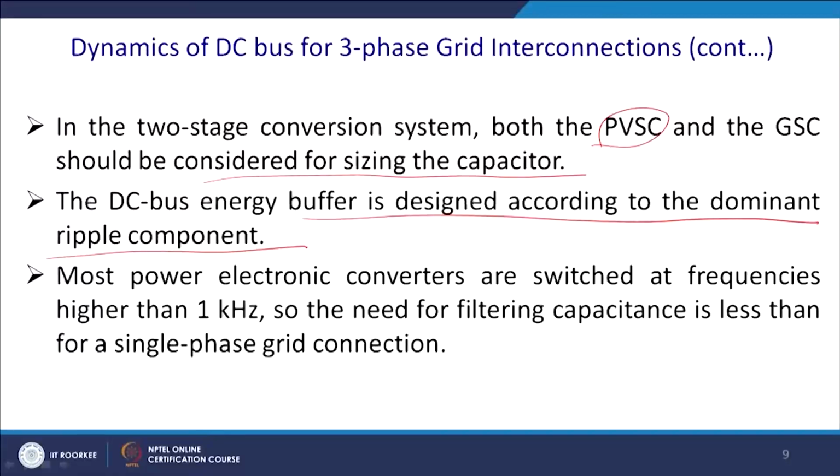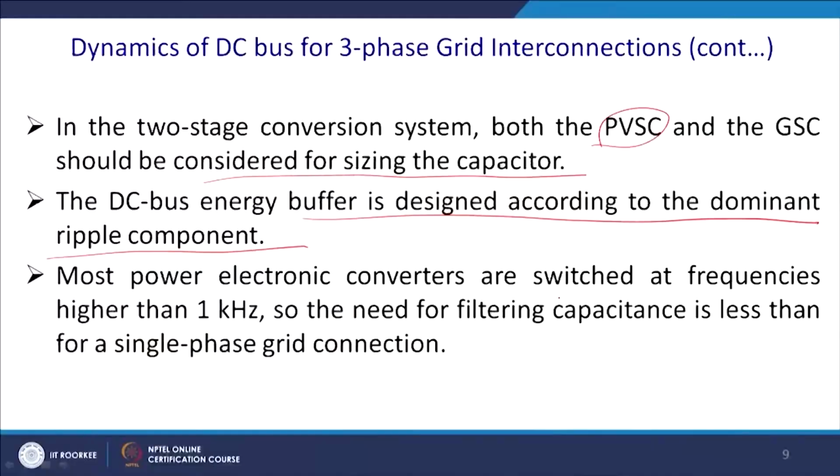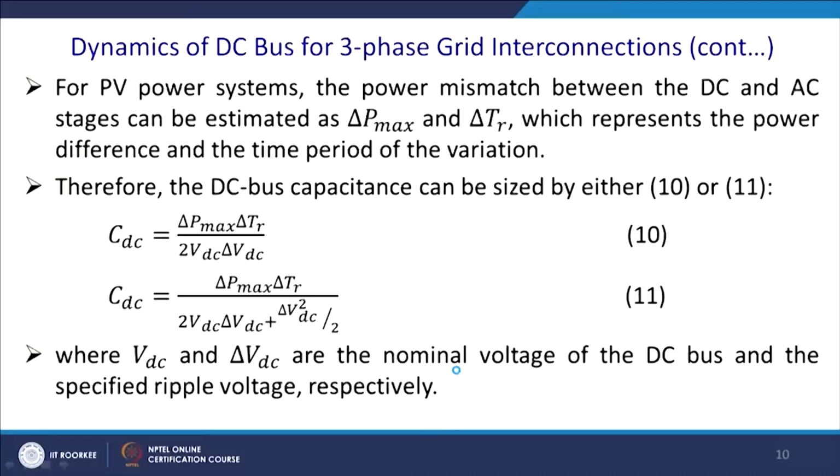Whether it is a 3 phase, it will be a 6th harmonic; if it is a single phase, it will be the 2nd harmonic. And for example, most power electronics converters are switched at a frequency higher than 1 kilohertz. So, the need of the filtering capacitor is less than for the single phase grid connections. So, that is the attribution you can make. So, let us go for the design of this capacitor bus for the 3 phase system.